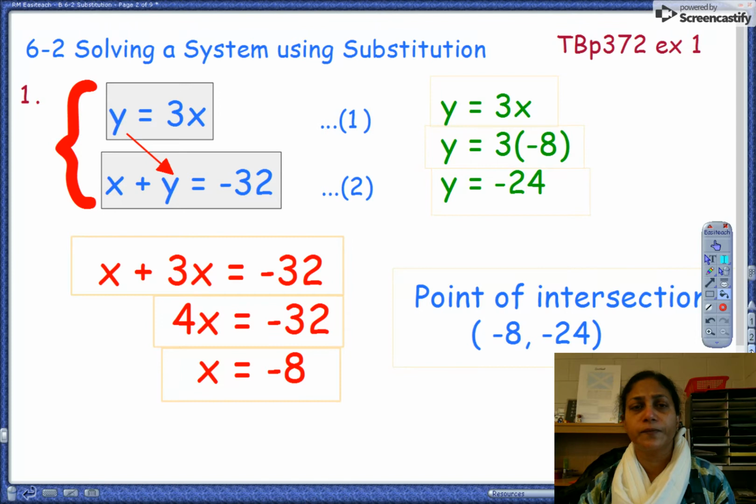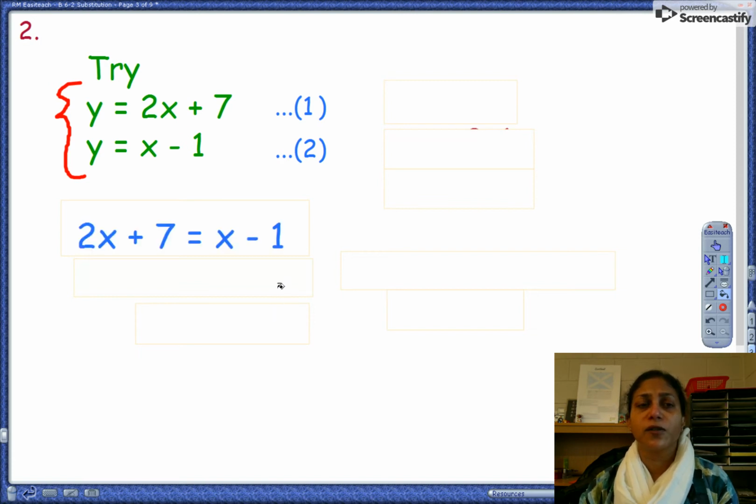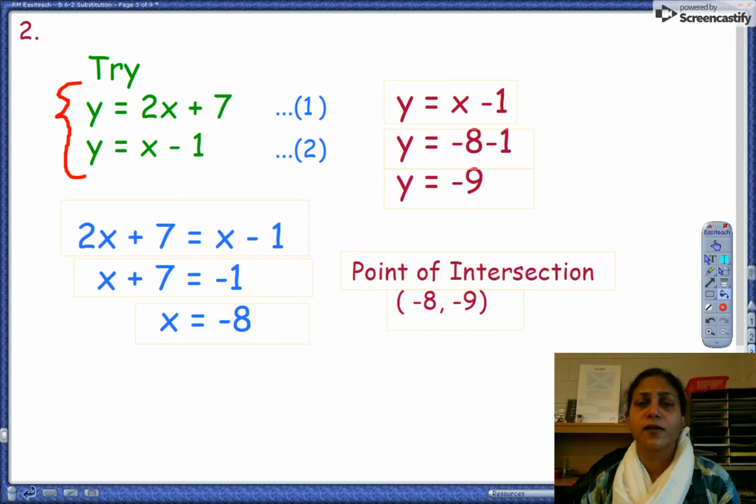Let's try another one. Actually, you try this one, pause the video, and then I'll speak. So here we have y is equal to 2x plus 7 and y is also equal to x minus 1. Since both of these are y's, they must be equal to each other. So 2x plus 7 is equal to x minus 1. Simplify, solve, plug it into whichever equation you want. I chose the second one because it's simpler. And then solve for y and write your answer with the x and y value that you just found.